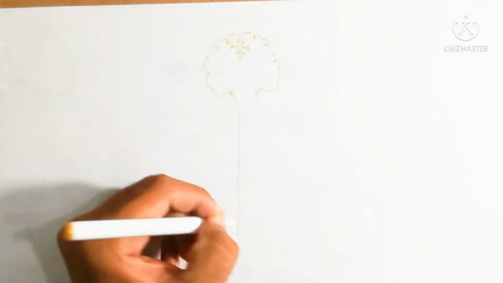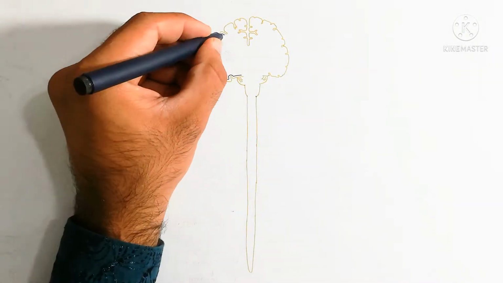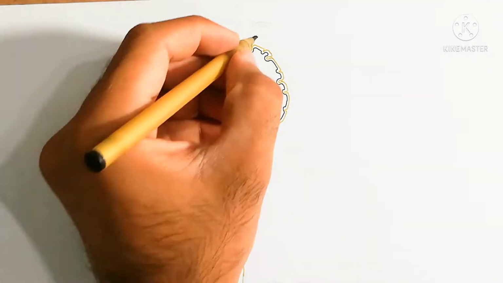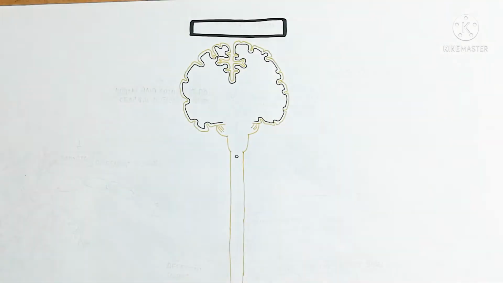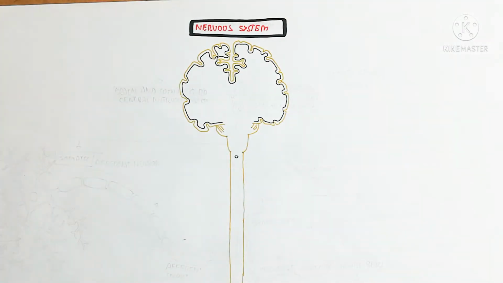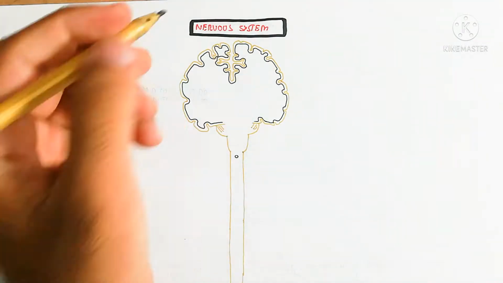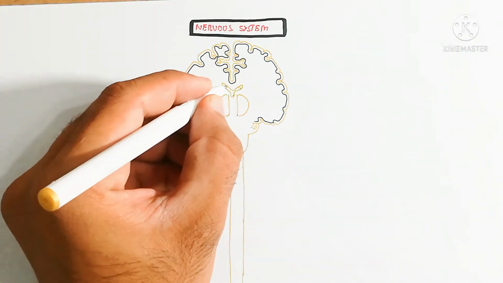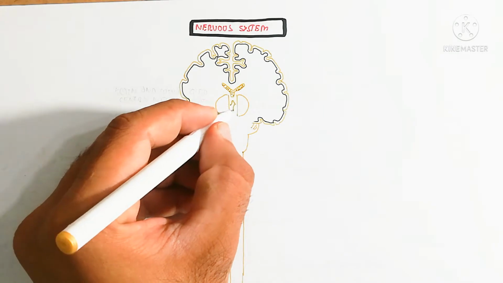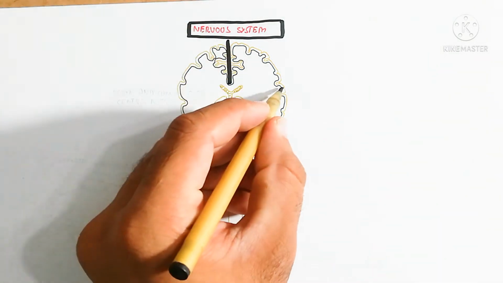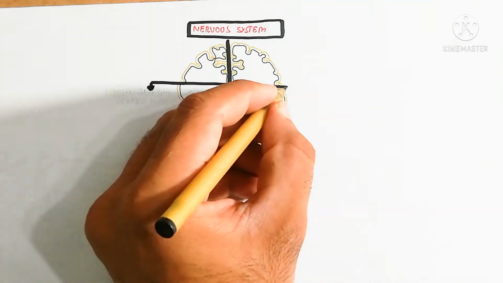Hello, in this video we will look at the nervous system, a general overview of the nervous system. Basically, the nervous system contains a central nervous system, which is the brain and spinal cord. On the other hand, the peripheral nervous system contains neurons throughout our body, so efferent and afferent nerve fibers. So here is the nervous system. Let's begin to understand it in detail.